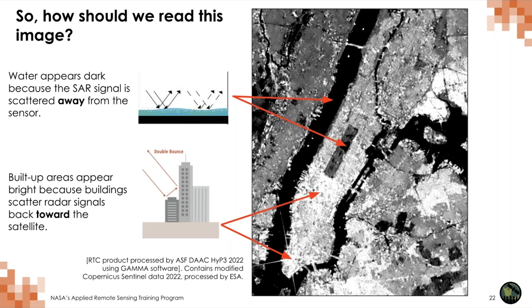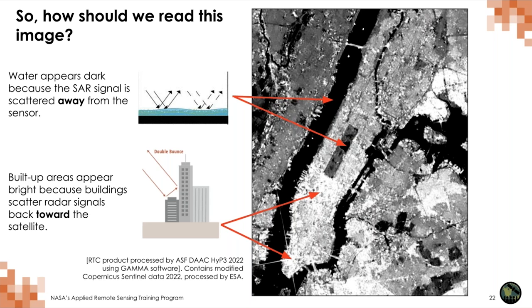The water appears dark because the SAR signal is being scattered away. Also on the Hudson River, I want to highlight these little bright dots on the river are actually ships, container ships traveling up the Hudson River. And we are getting actually double bounce off the water surface and off the hull of the ship, which may get back to the sensor with high intensity. So we can actually see, these are not bad pixels. These are likely ships traveling up or down the Hudson River.